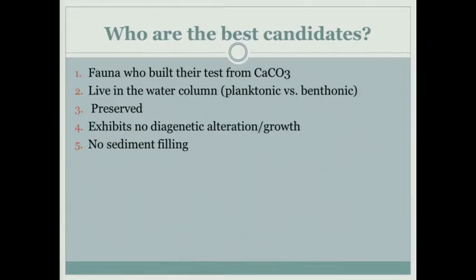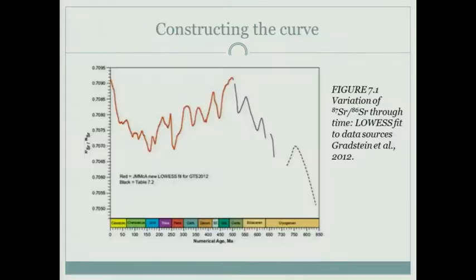They should live in the water column. We don't like those who live in the sediments because they are subjected to other processes that may alter the strontium isotopic composition. So we like them when they are planktonic. They just swim in the ocean and build their test while doing so. And most important, they exhibit no diagenetic alteration or growth, and there's no sediment filling. All these things are very, very important in order to assign a numerical age.